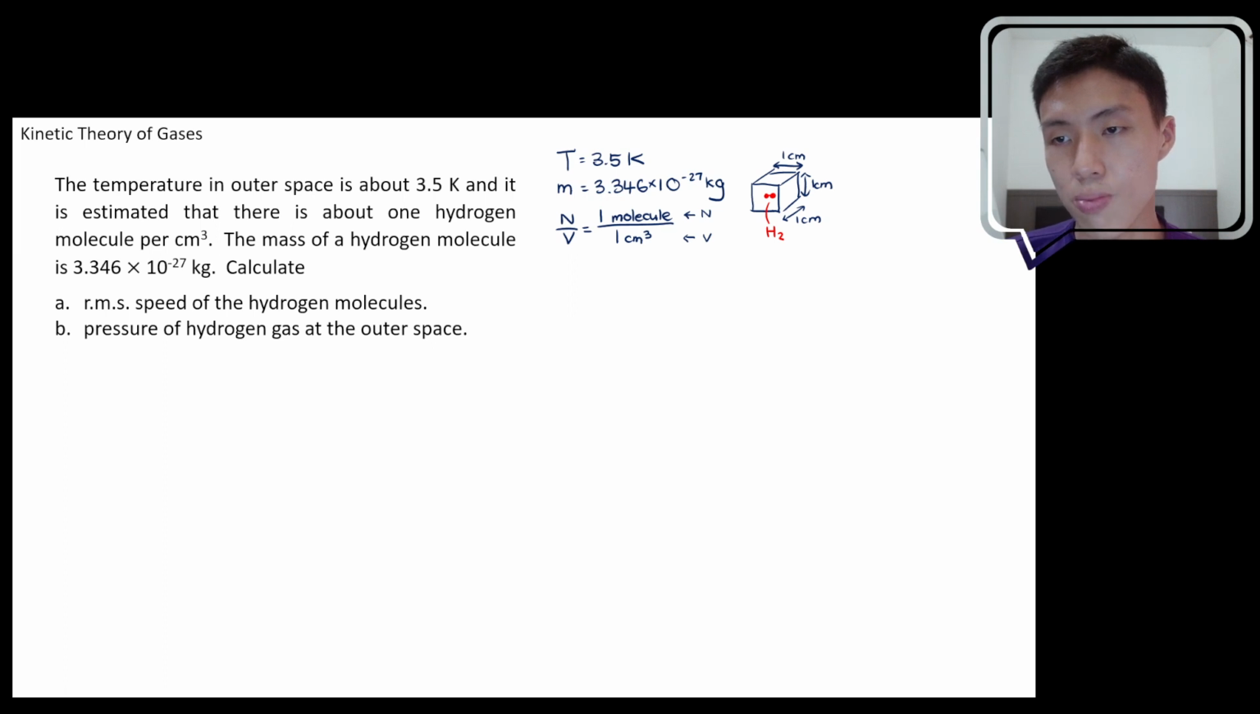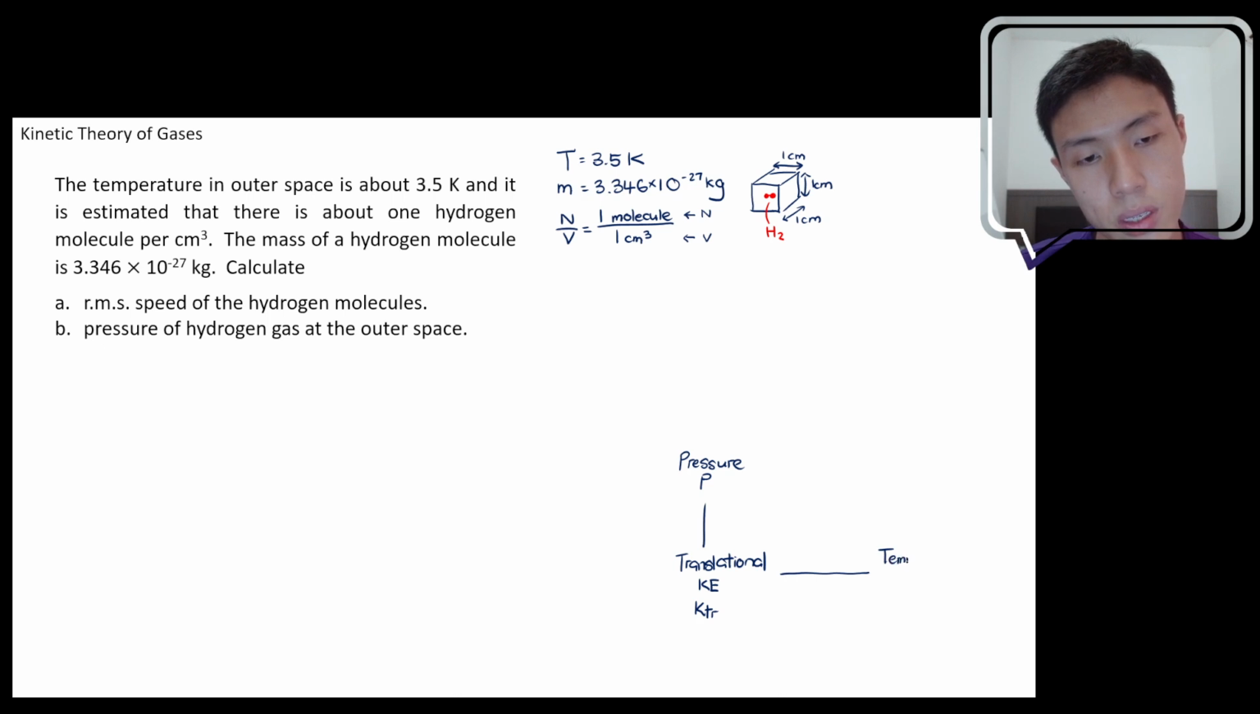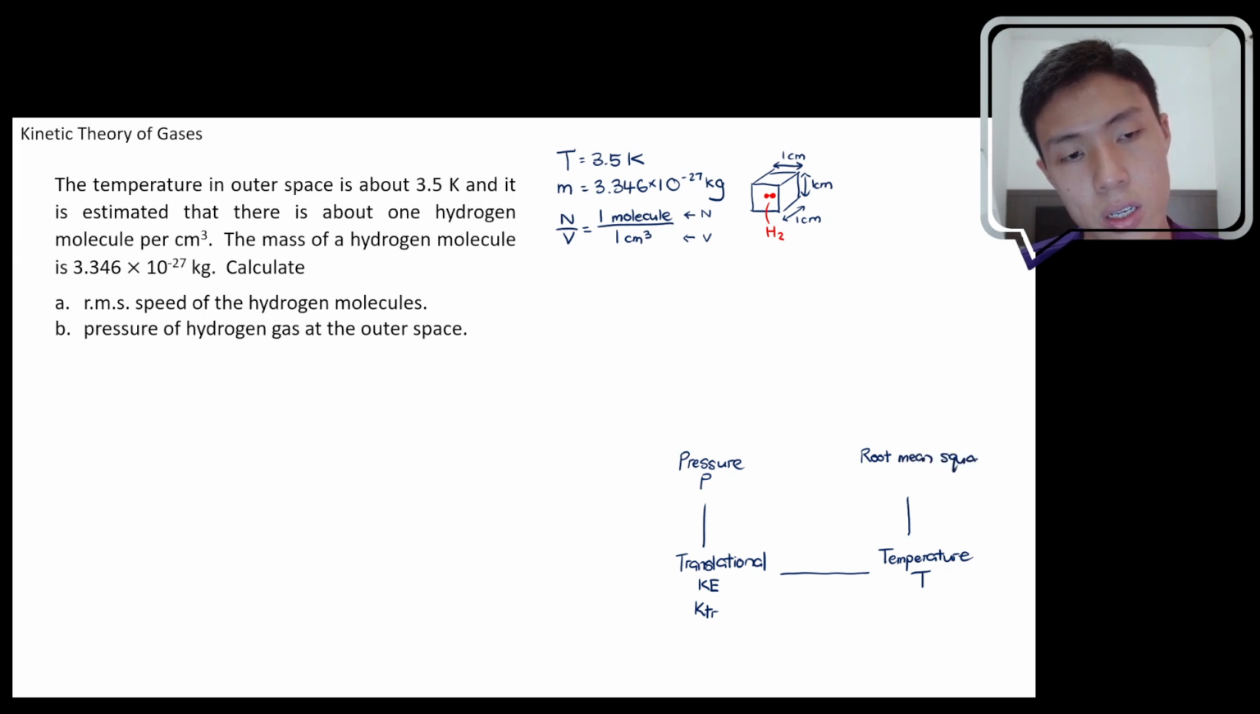Now they ask you for the RMS speed and the pressure. Again we bring out our summary from the explanation video. We have pressure being related to your translational kinetic energy, which is KTR. Then you have your temperature, which is T. Then lastly, you have your root mean square speed.